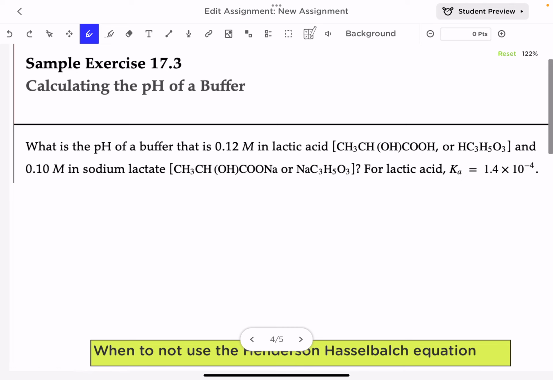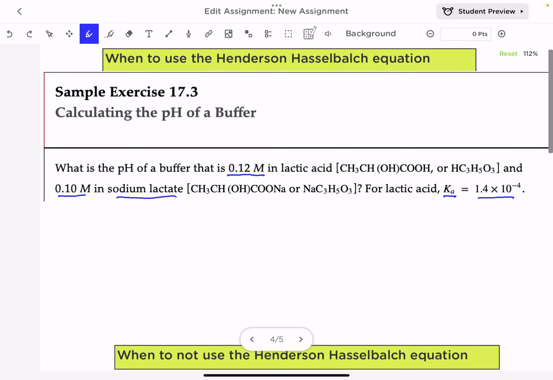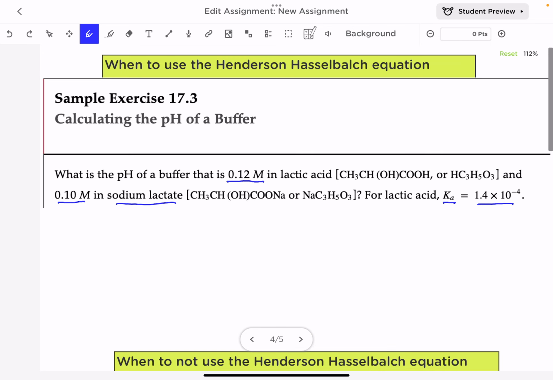So, in this example given here, the first one, what's the pH of a buffer that is 0.12 molar in lactic acid and 0.10 molar in sodium lactate? The given Ka is 1.4 times 10 to the power negative 4. Now, in this question, we can use the Henderson-Hasselbalch equation.